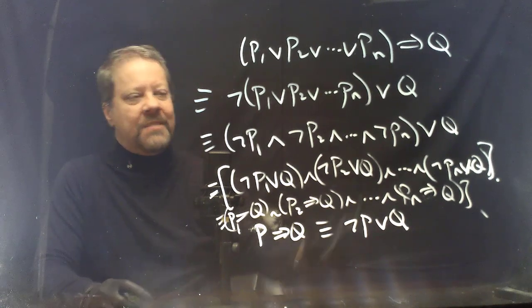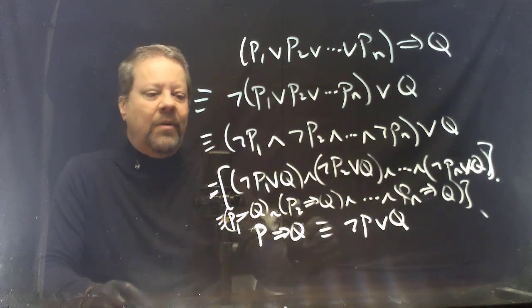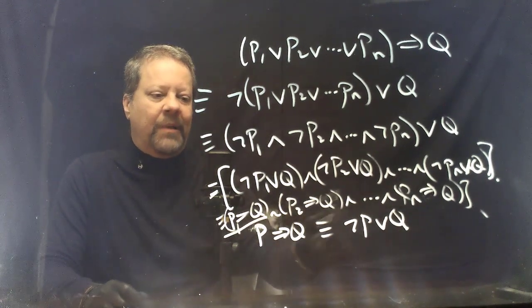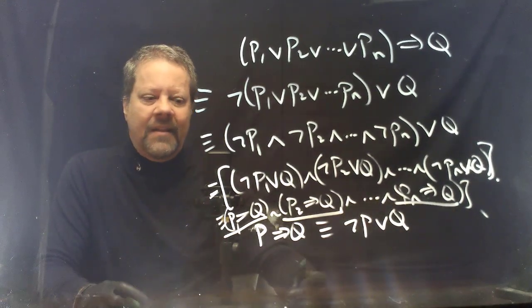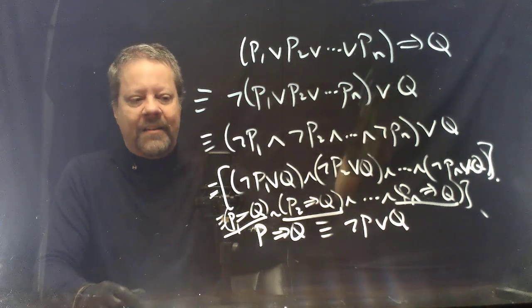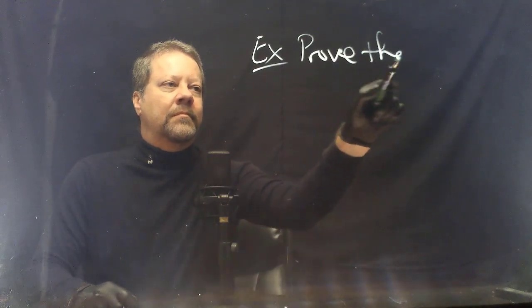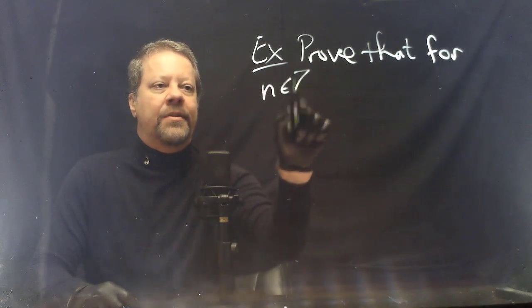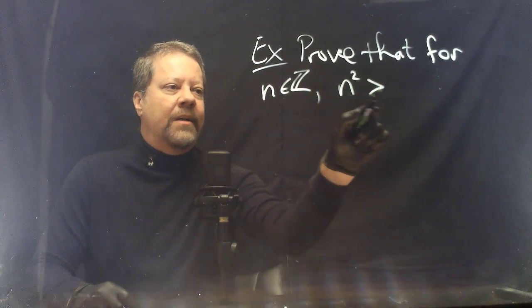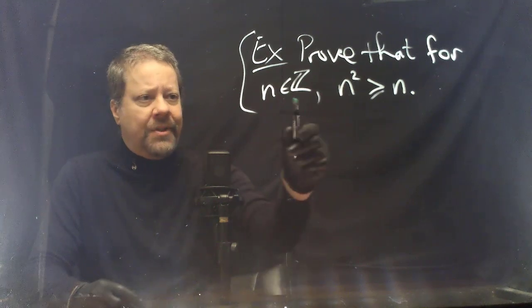So what this means then, if you have a whole bunch of different options that all imply Q, you can prove them one at a time, that P1 implies Q and then P2 implies Q, and so on. So it reduces this one grand theorem into a bunch of different cases. Here's an example. Prove that for integers z, n squared is bigger than or equal to n. There are several cases to consider.